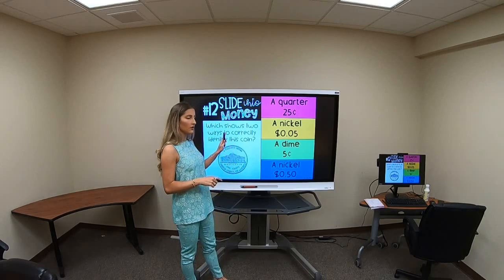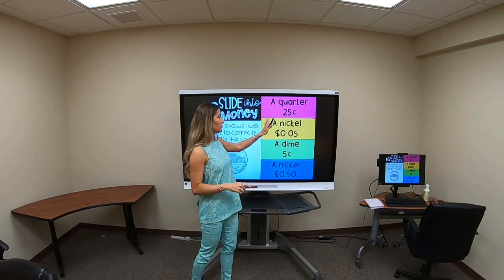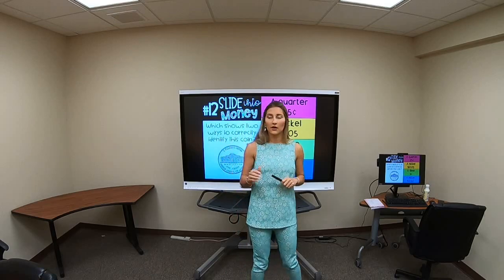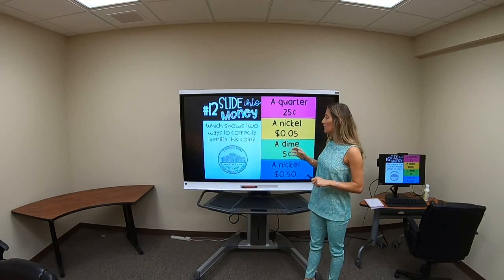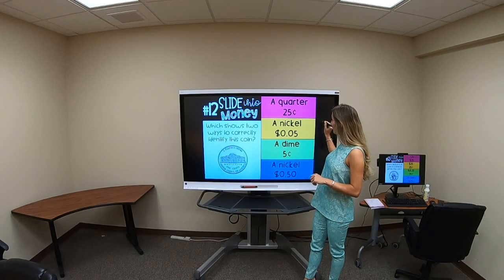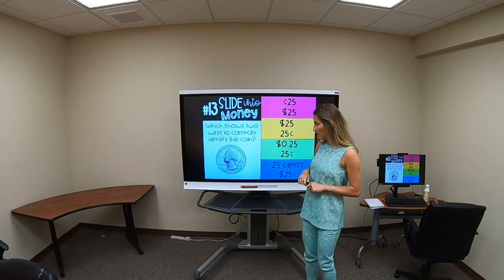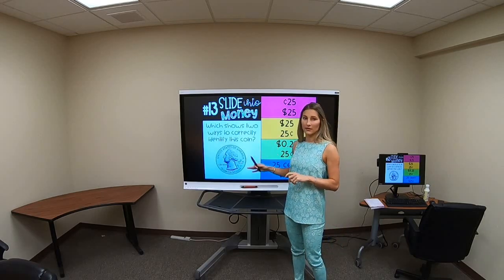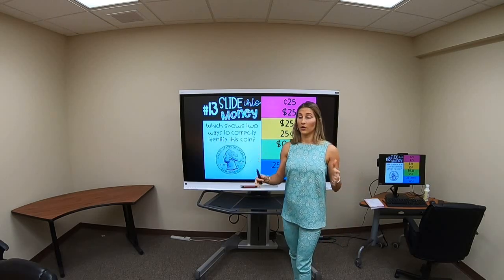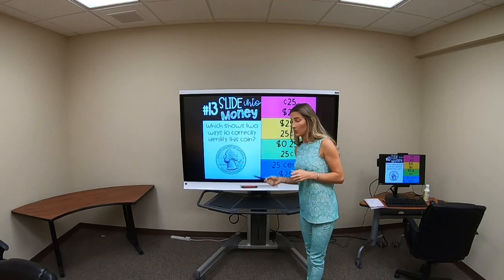And what is this actually called? It is called our nickel. So it's going to be our yellow one right there. That's how you would write it. A nickel or 5 cents, just like that. Okay, which shows 2 ways to correctly identify this coin. Well, what coin is this? It's our quarter. Good. And our quarter is worth a quarter of a dollar.